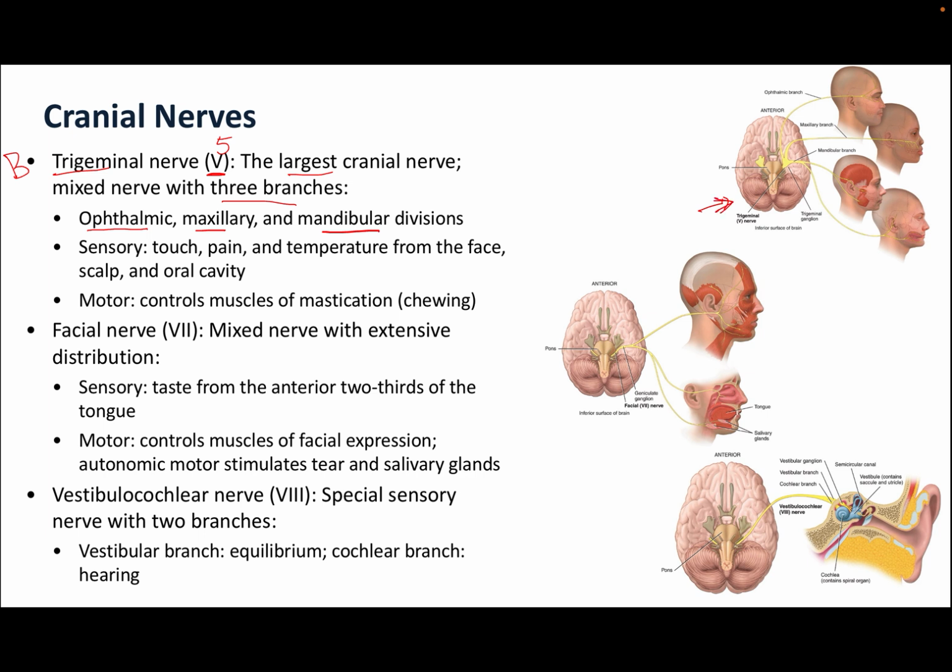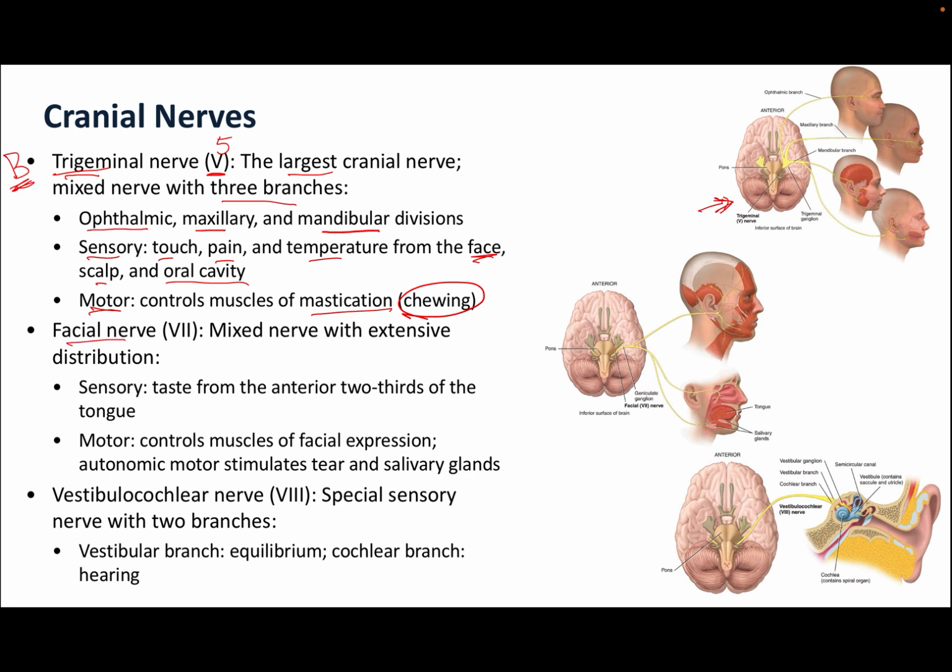All right, so because this is both, it's going to have both sensory and motor tracts. So our sensory tracts are going to be involved with detecting things, sending input for things like touch, pain, temperature. They're all coming from the face, the scalp, and the oral cavity. All right, and the motor tract is going to be responsible for controlling the muscles of mastication, aka chewing. So this is our first mixed nerve that is going to have both.